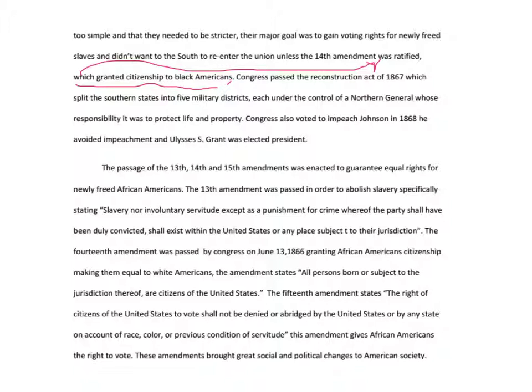Congress passed the Reconstruction Act of 1867, which split the southern states into 5 military districts, each under the control of a northern general whose responsibility was to protect life and property. We can get rid of that it.